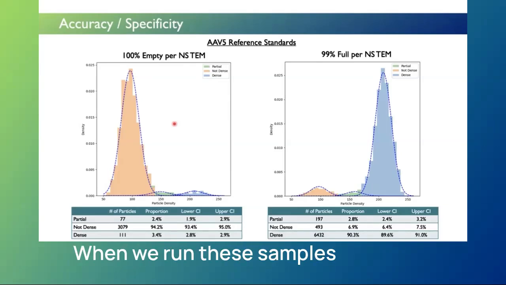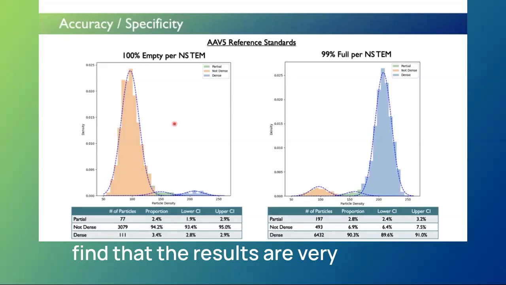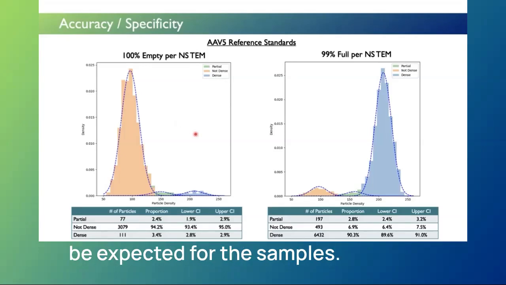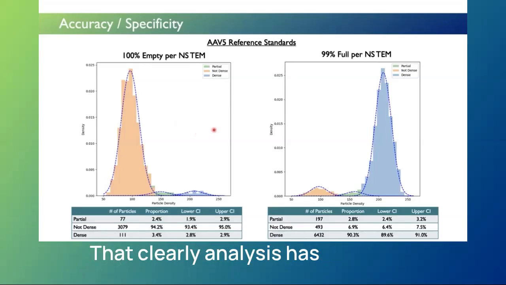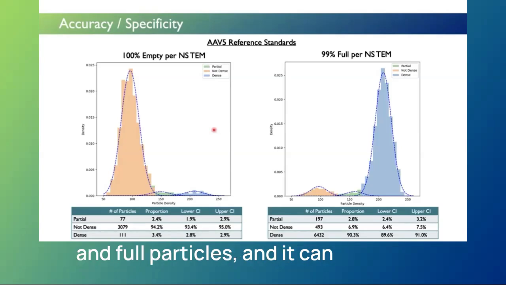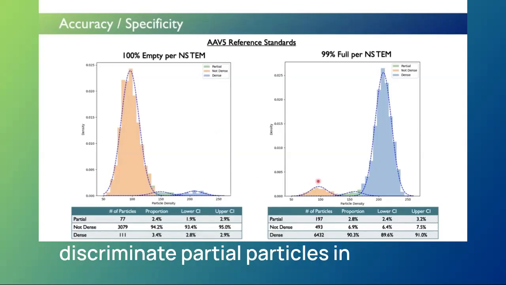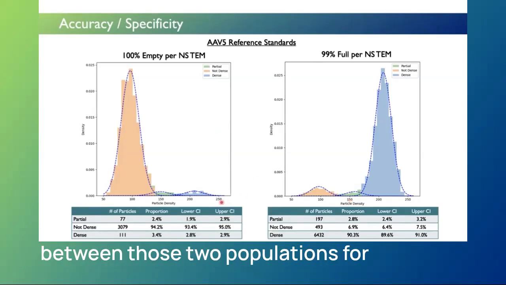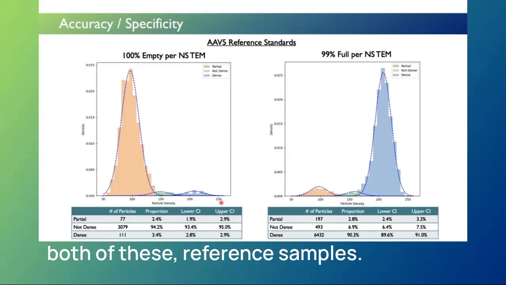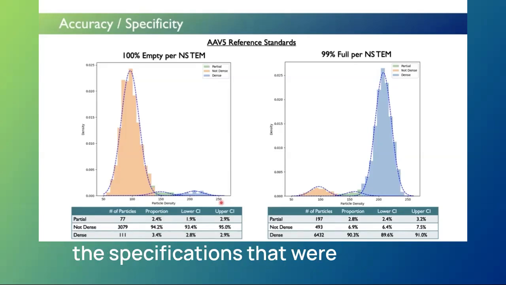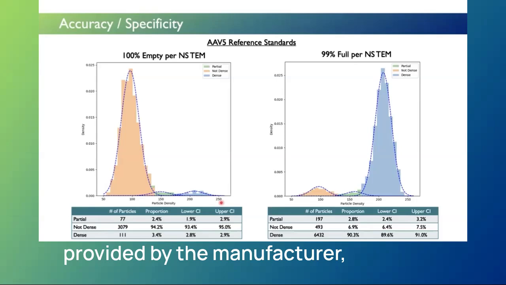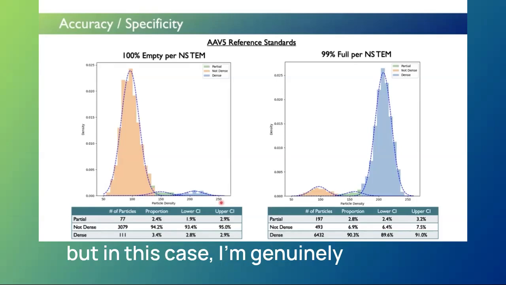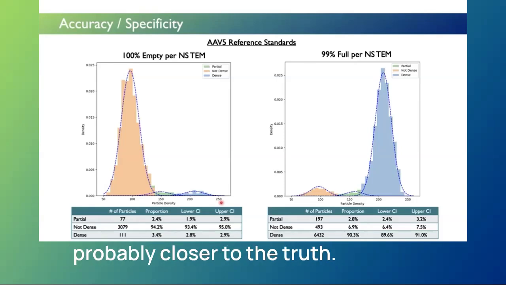When we run these samples through our analysis, we find that the results are very consistent with what would be expected for the samples. The analysis clearly has specificity for empty particles and full particles, and it can discriminate partial particles in between those two populations for both of these reference samples. Our results don't exactly match the specifications that were provided by the manufacturer, but in this case, I'm genuinely confident that our results are probably closer to the truth.